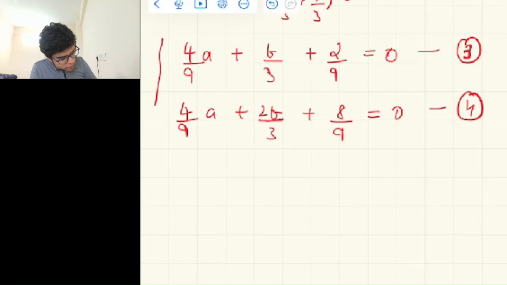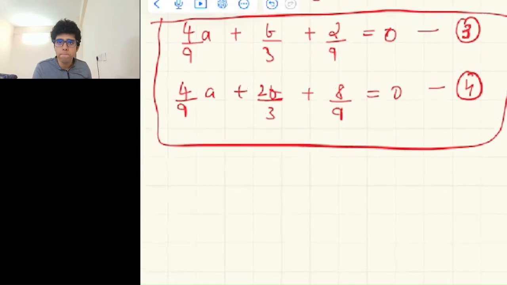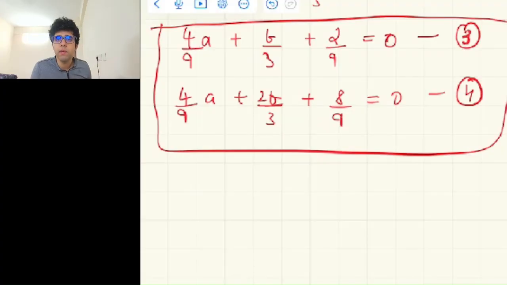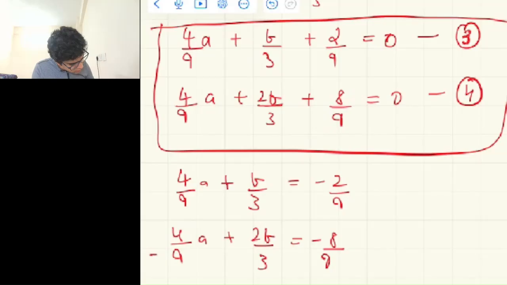Wait, so now I can solve these two equations for a and b, because the term of c didn't arise in this, right? So I can just solve these two equations and find out a and b. So 4 by 9a plus b by 3 plus 2 by 9 is equal to 0, and 4 by 9a plus 2b by 3 plus 8 by 9 is equal to 0, right? So 4 by 9a plus b by 3 is equal to minus 2 by 9, and 4 by 9a plus 2b by 3 is equal to minus 8 by 9, and I'll just subtract these two equations. I'll be getting this and this will get cancelled.